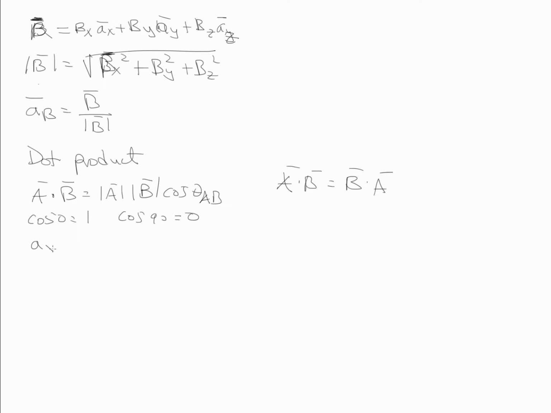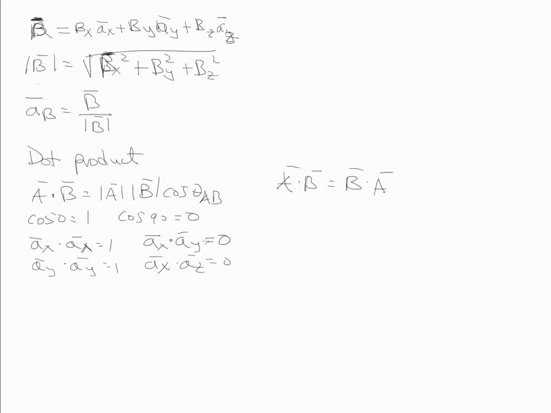So that means if you have ax dotted with ax, that's equal to 1. And likewise, ay dotted with ay is equal to 1, and az dotted with az is equal to 1. And anything that's not is going to be 0. So ay dotted with ax is going to be 0, because these are 90 degrees apart. A vector with itself has an angle of 0, so that's 1, and different unit vectors are 90 degrees apart, so that's 0. So like ax dotted with az would also be 0.